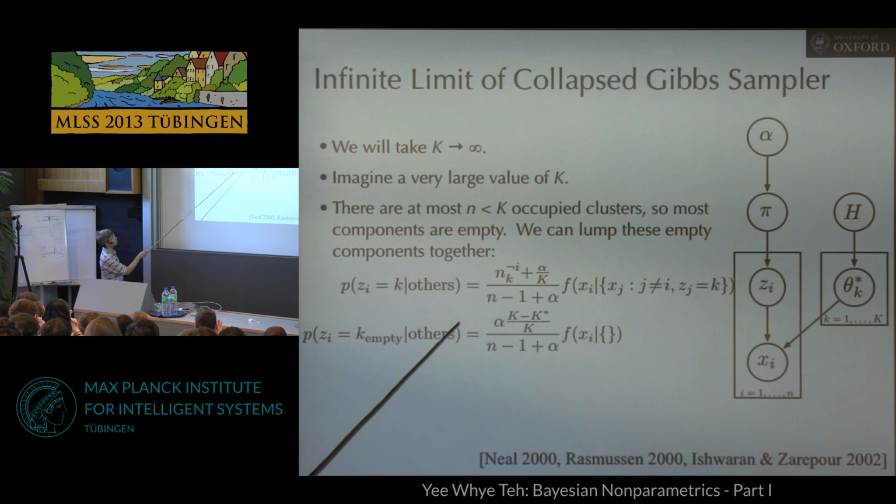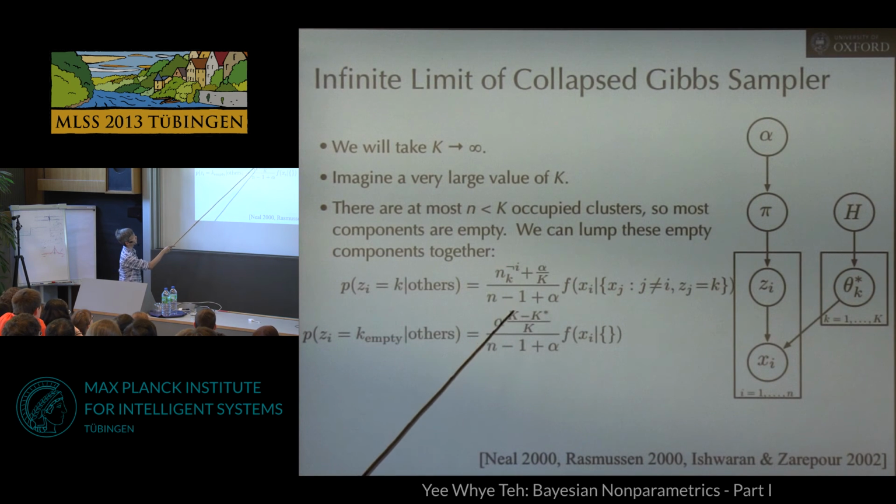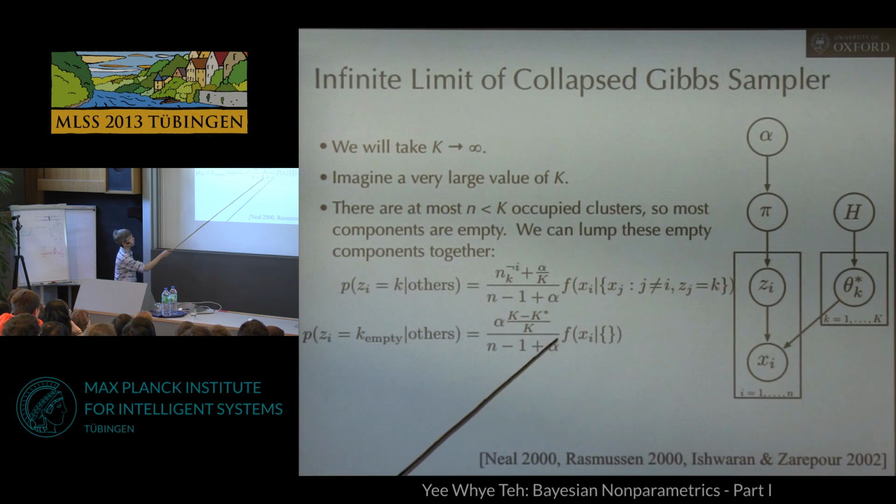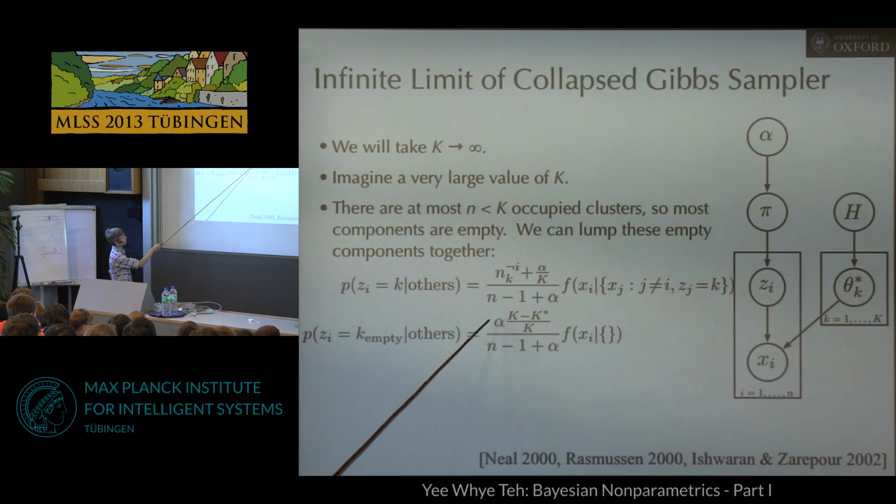We can lump these empty components together. We can write the conditional probability of Zi equal to K for the components which have some observation associated with them, and then the conditional probability of Zi equaling some K which is an empty cluster, and lump them together. We get two terms. The first is proportional to the number of other data items currently belonging to that cluster K, plus alpha over K, times the conditional likelihood. The second term is alpha divided by K times the number of empty clusters. K star here is the number of non-empty clusters, K is the total number of clusters, so K minus K star is the number of empty clusters. We sum those up and get this term.